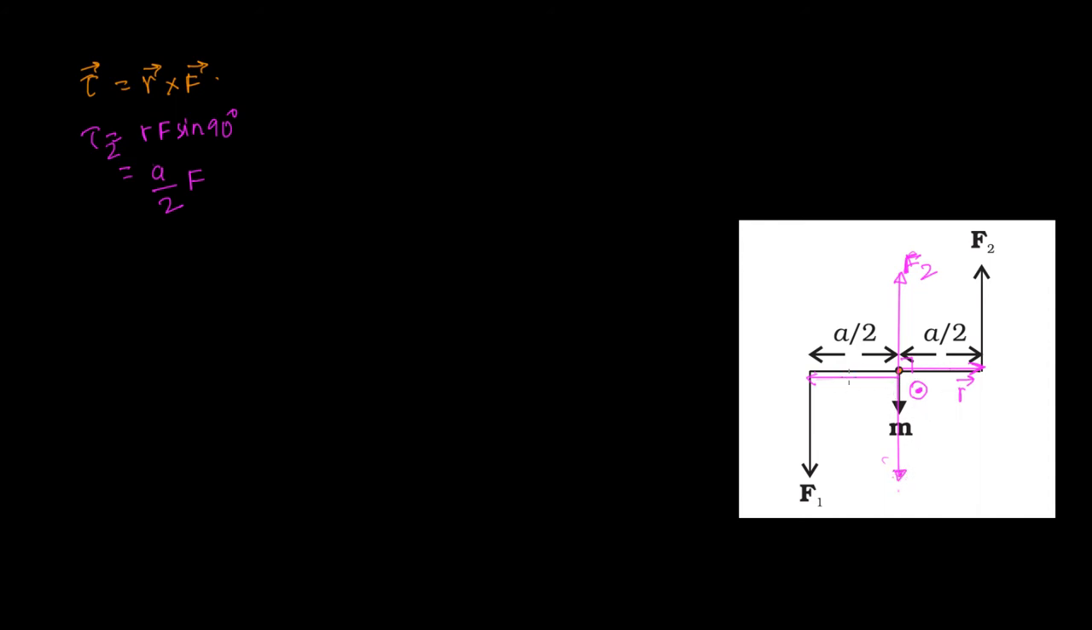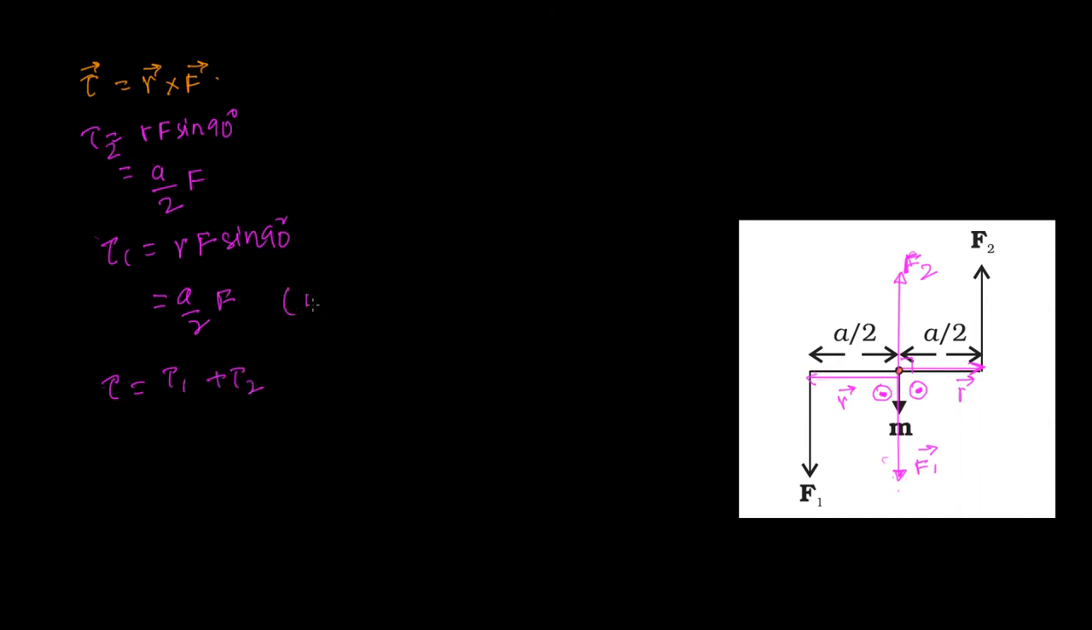And R cross F, right? R is this vector crossed with F1. It again comes towards us. It is counterclockwise. So torque 1 is nothing but R F sine 90, and that is nothing but A upon 2 into F into 1. So that is this. And we saw this is also coming out exactly towards us. Now these two vectors are collinear, acting in the same direction, so their magnitudes will simply add. And I'll get the total torque as tau 1 plus tau 2.